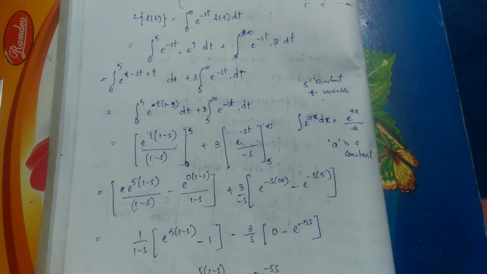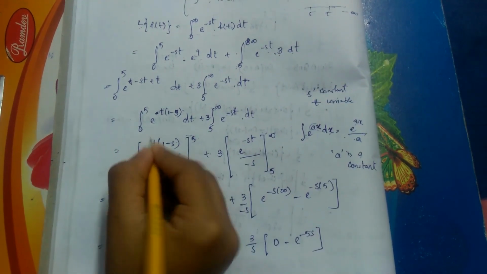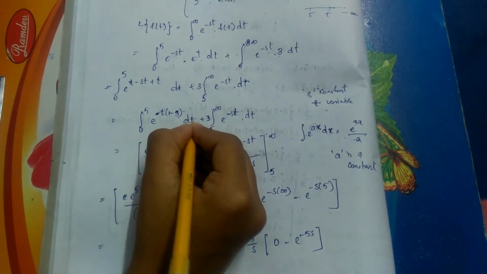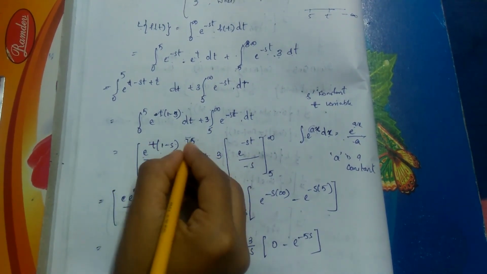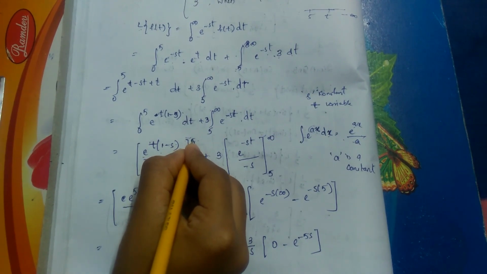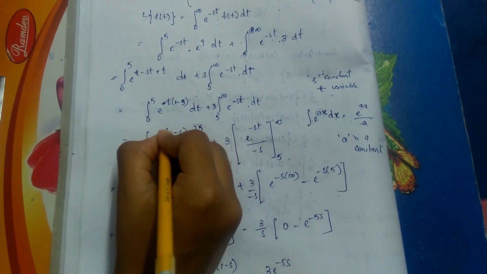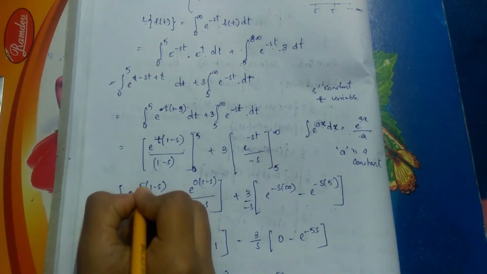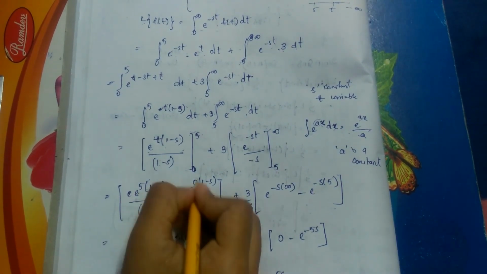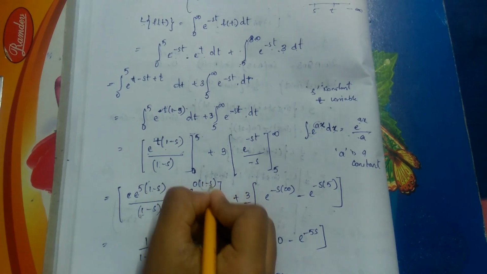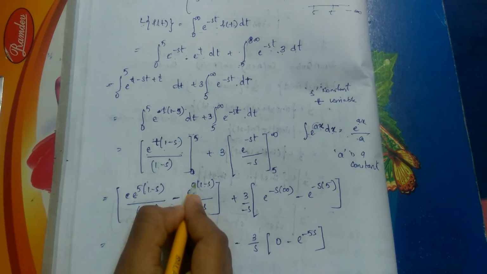Now we have to apply the upper limit and the lower limit. So while we are applying the limits, first we have to apply the upper limit in a variable t, because we are integrating with respect to t. So in the variable only we have to apply the limits. So first we have to apply the upper limit minus lower limit. So here e power, in the place of t we have to apply the limit. So e power 5 into (1 minus s) by (1 minus s), minus e power 0 into (1 minus s) by (1 minus s). So here we have applied the upper limit minus lower limit.